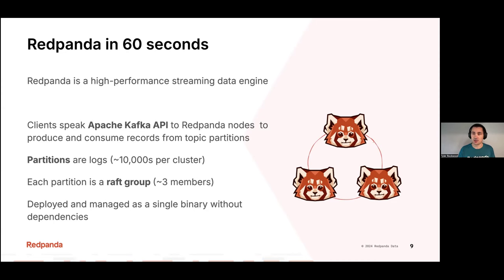Each partition is a Raft group, which normally is about three members, but sometimes it's five, sometimes it's seven, depending on your availability, and you may want to tune your replication factor for various reasons. Those partitions are organized by topics. So you have a topic, and it has a number of partitions. Each of those partitions is a log file that you can append to by producing messages, and you can consume from some point in the log to the end.